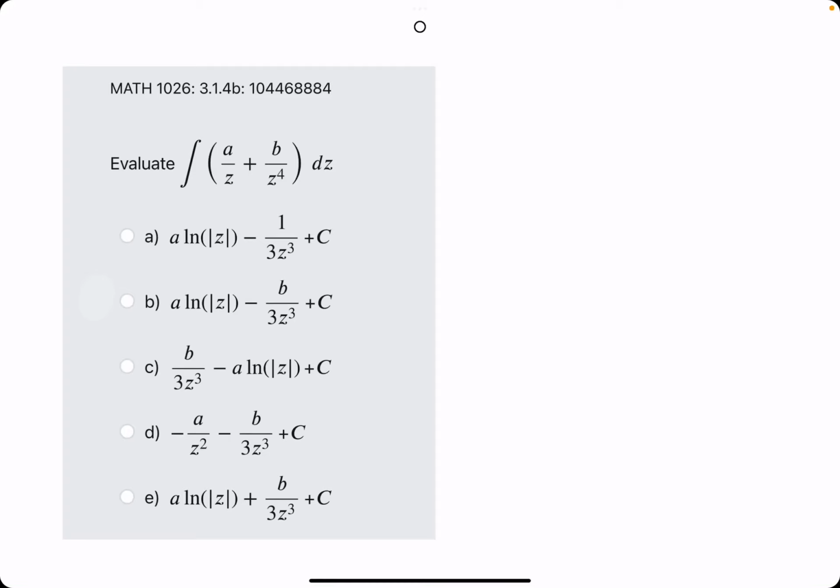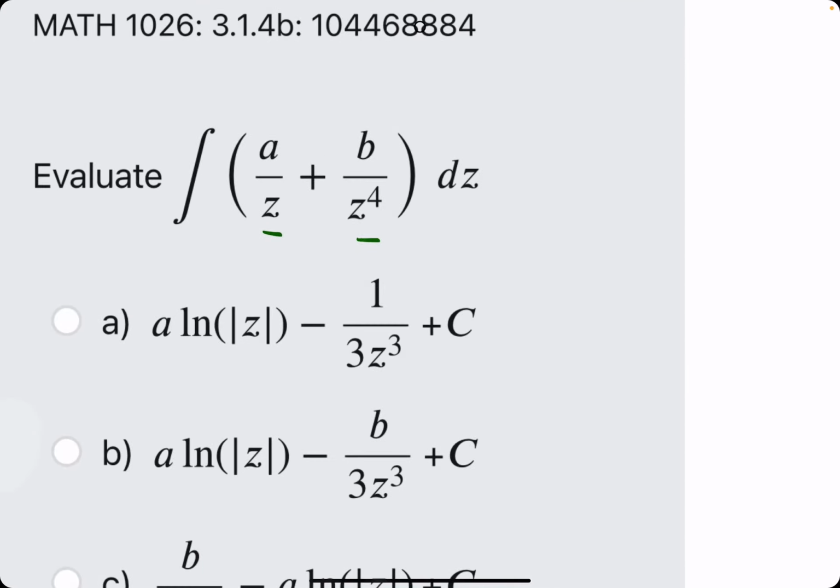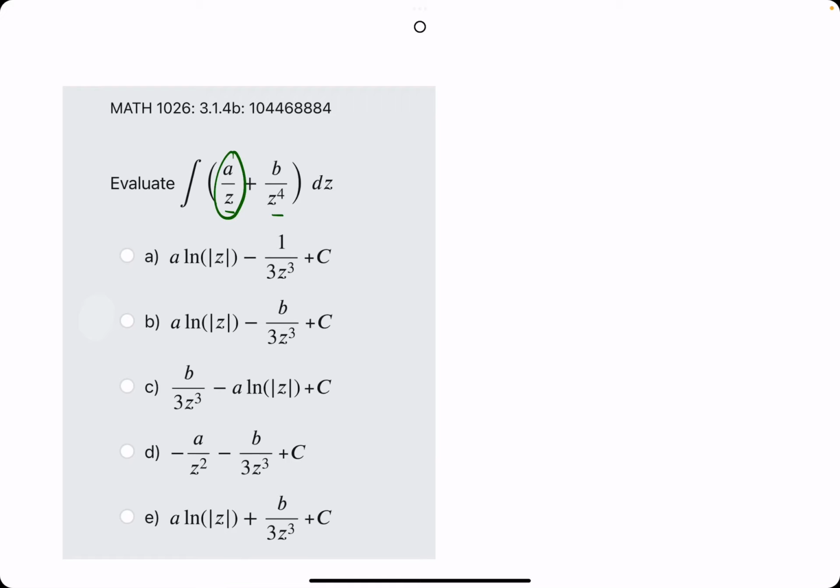Okie dokie. In this problem, again, we are evaluating the indefinite integral of some function. So we're finding the antiderivative of each of these pieces here. In order to do so, we will start with a over z. So a over z is the same as a times 1 over z.